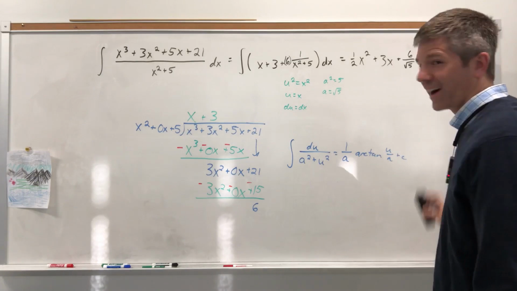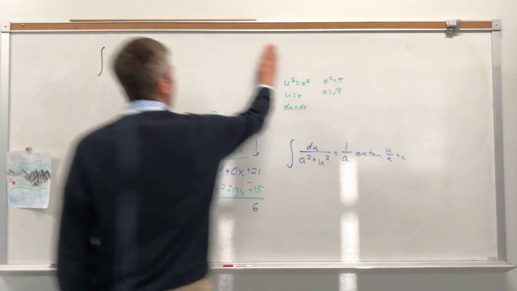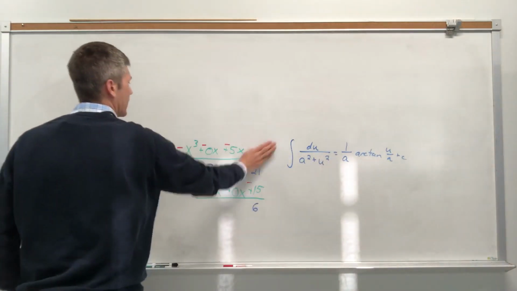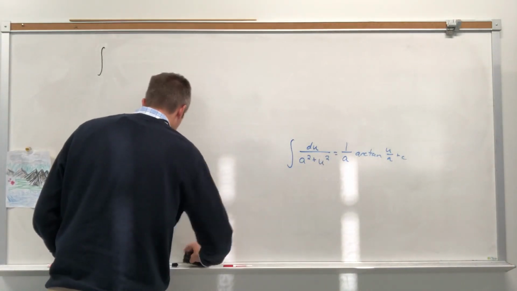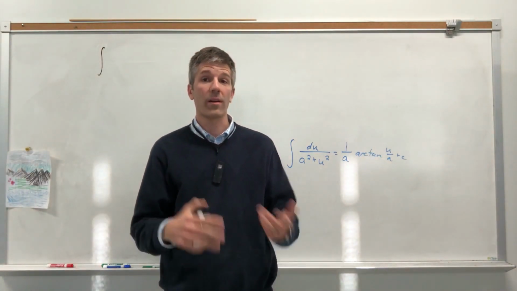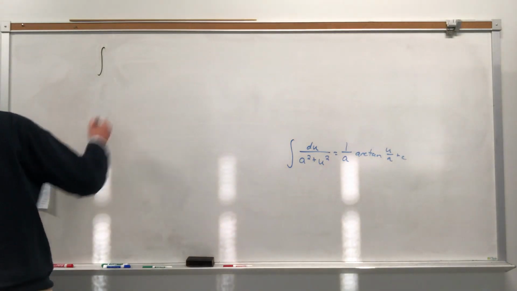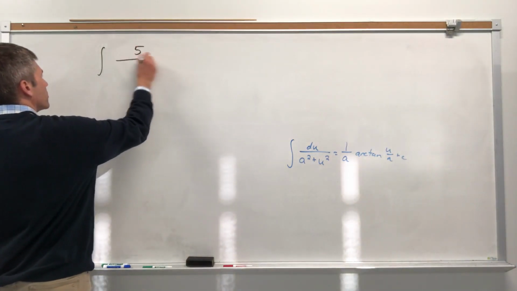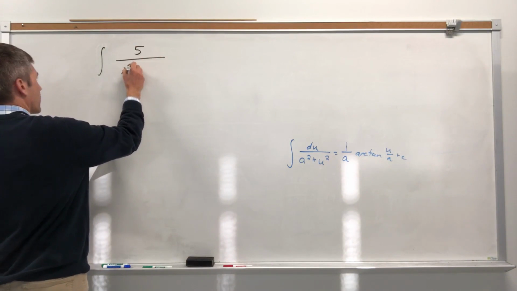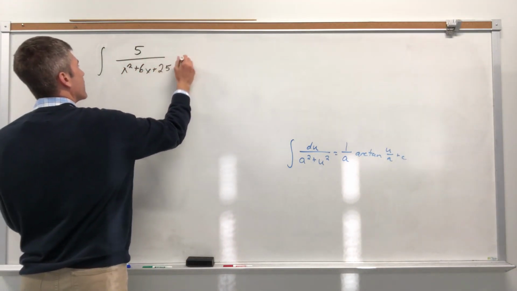Let's erase, oh, not that. That's what I'm keeping on the board. So let's go here and write the next problem, which is going to be a little bit ridiculous, and this is going to be a problem where we have to complete the square in order to actually integrate this. So here we go. This problem is 5 over x squared plus 6x plus 25, and then dx.